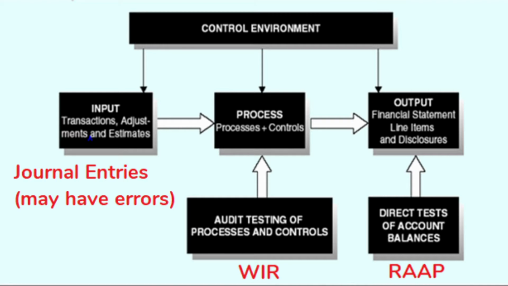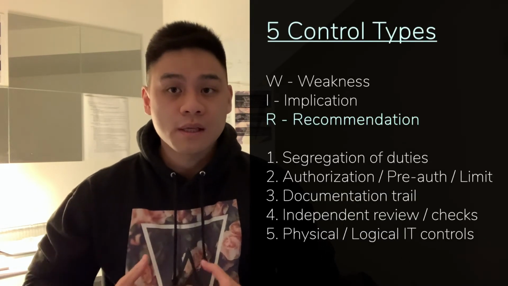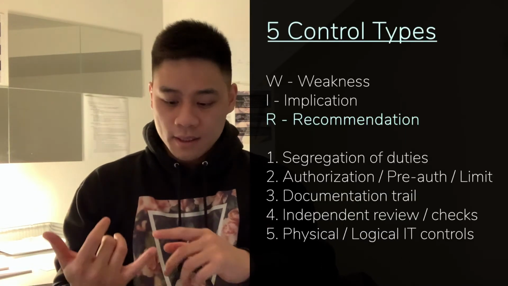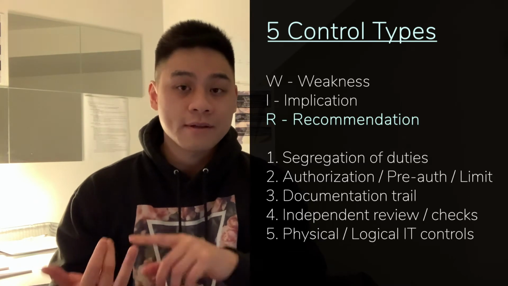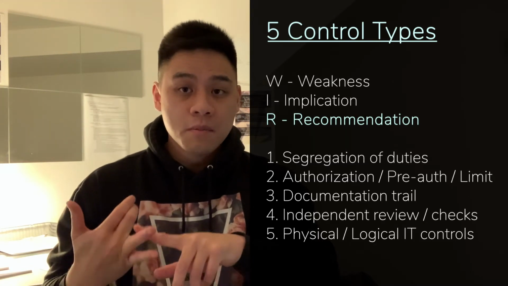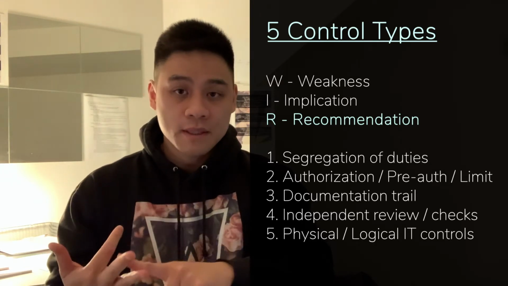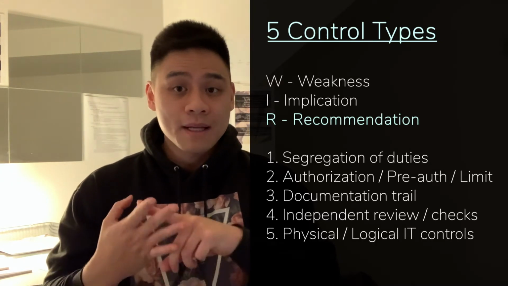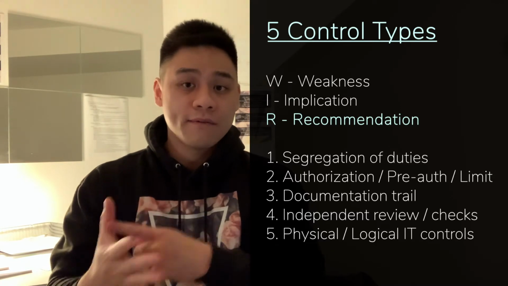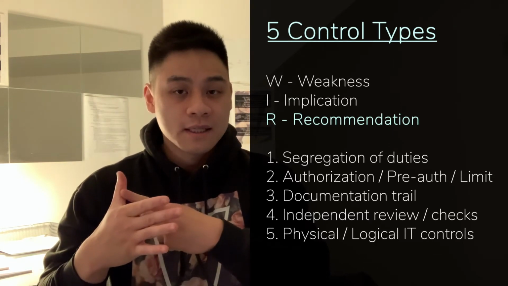When you're asked to assess controls, try to use the format WER, W being for weakness, I for implication, and R for recommendation. There are 5 main control types which you can use to implement in your recommendation. First is segregation of duties. Second is authorization, pre-authorization, and limiting. Third is documentation trail. Fourth is independent review and checks. And then fifth is physical and logical IT controls.